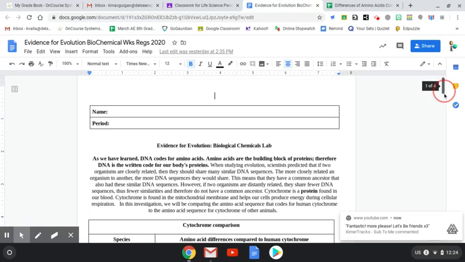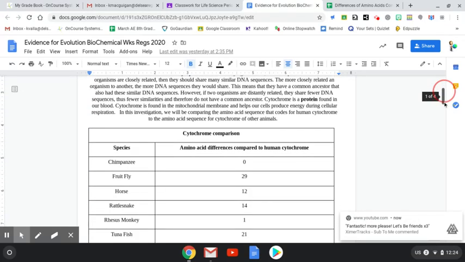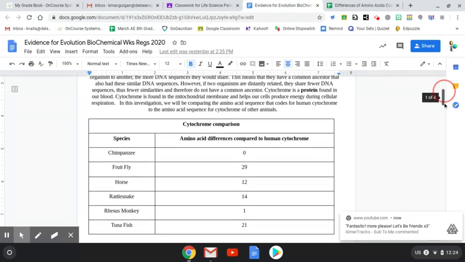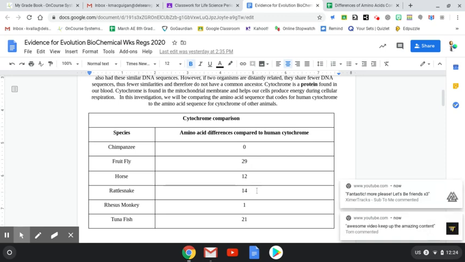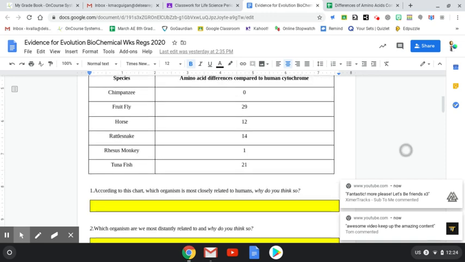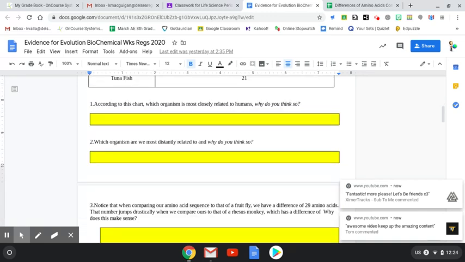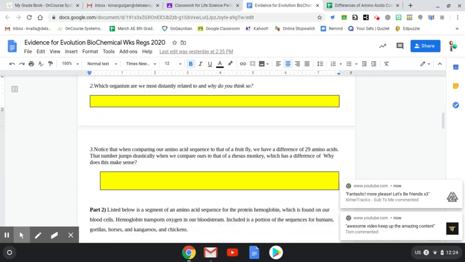And then you're looking specifically at the cytochrome, which is a protein found in our blood, and they're comparing it to the human. So if you look right here, it says chimpanzee is 0. Okay, so there's no differences between the chimpanzee and the human. There's 29 differences with the fruit fly, 12 for the horse, 14 for the rattlesnake, 1 for the rhesus monkey, and 21 for the tuna fish. So if you continue, you'll answer these respective questions based on what you know, 1, 2, and 3.